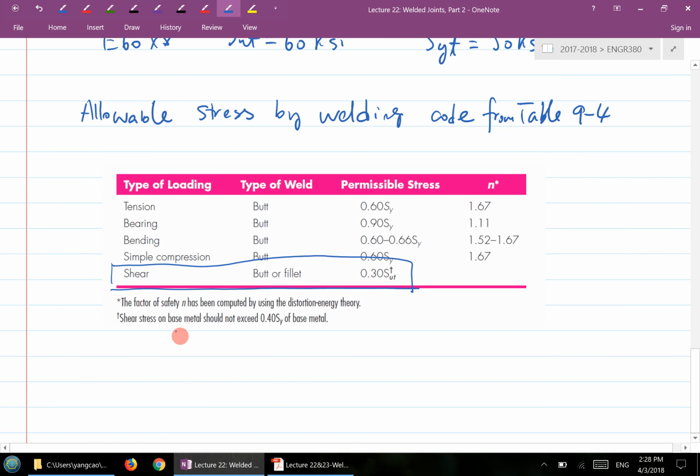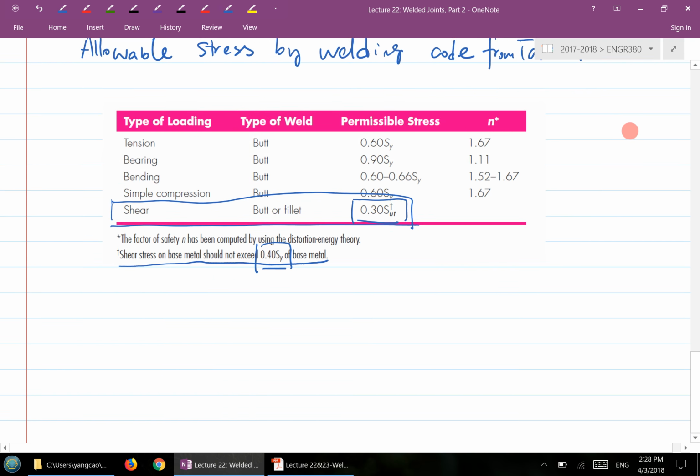On the footnote, there's another one here. Shear stress on base metal should not exceed 0.4 SY of the base metal. Now, remember what I said when we look at the weld joint. What we're looking at for the weld joint itself is a combination of the parent material and the electrode. So it's a mixture of a few things. When we do the calculation, we're going to consider these together.